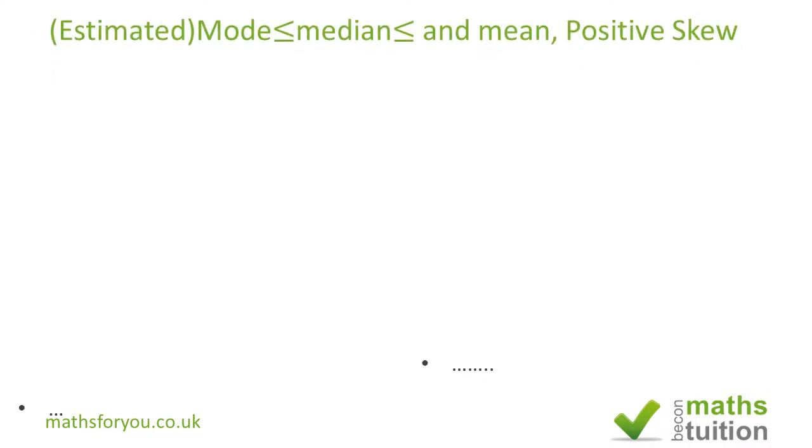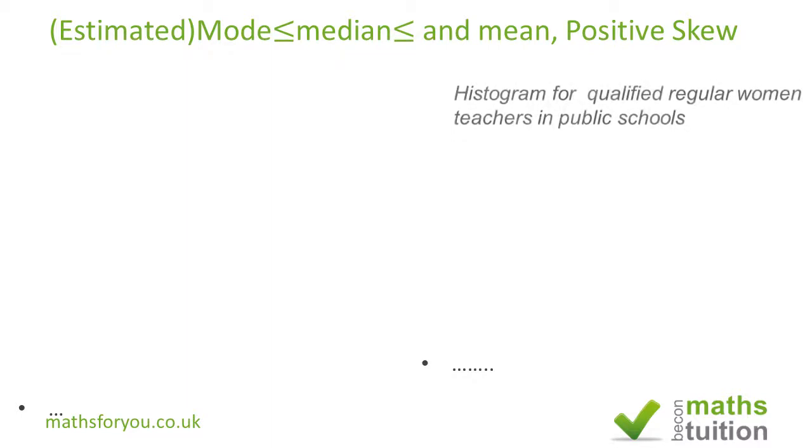Right, now in this slide, we'll be looking at the estimated mode, estimated median and estimated mean. The mode is less than or equal to the median, which is less than or equal to the mean for a positively skewed distribution. Now, this is beginning to talk of A-level work, so don't worry about this. But we're looking at how to find the mode, the median and the mean for grouped frequency.